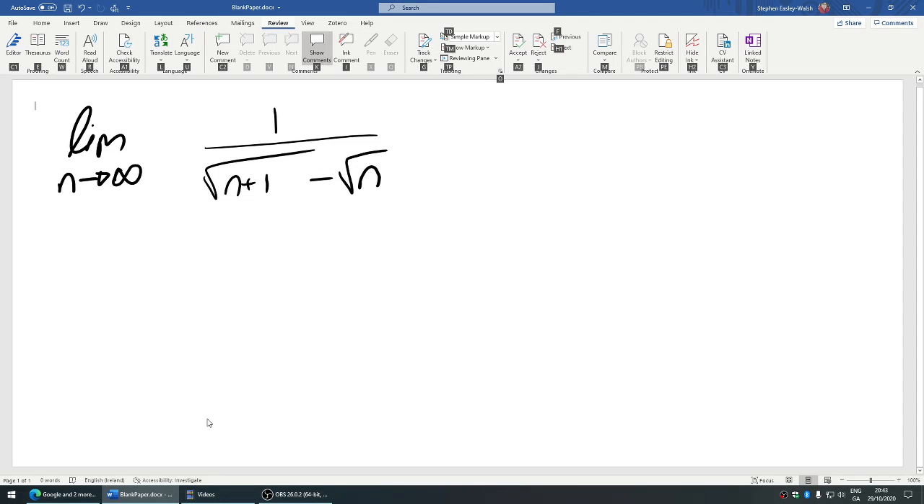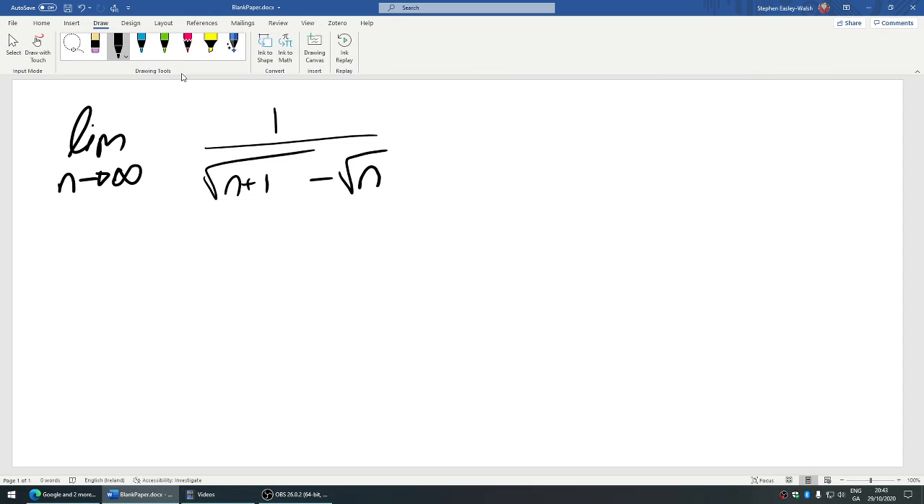Okay, here to calculate this limit, we'll need to multiply the top and bottom here by a term to help us simplify. So we'll multiply the top by root n plus 1 plus root n, and we'll have to multiply the bottom by root n plus 1 plus root n.